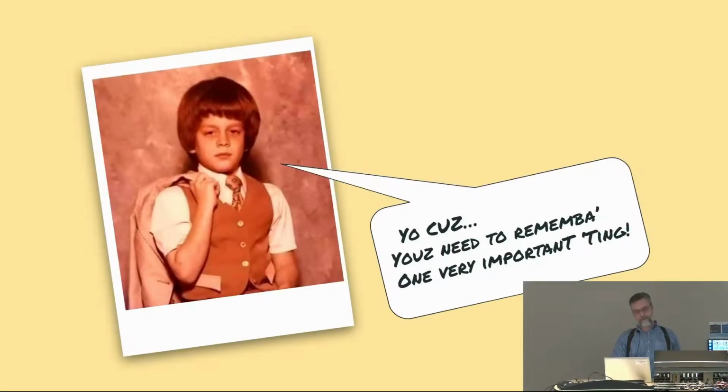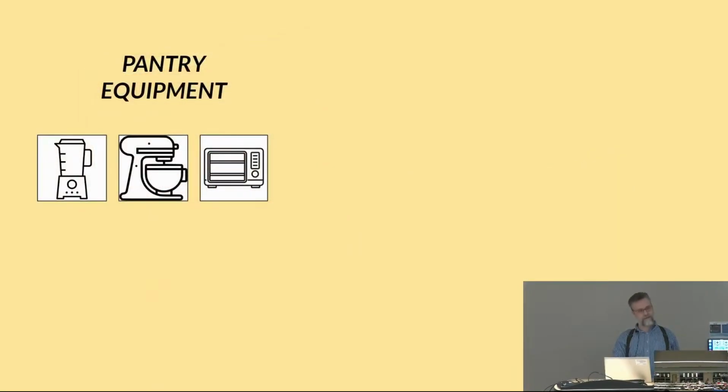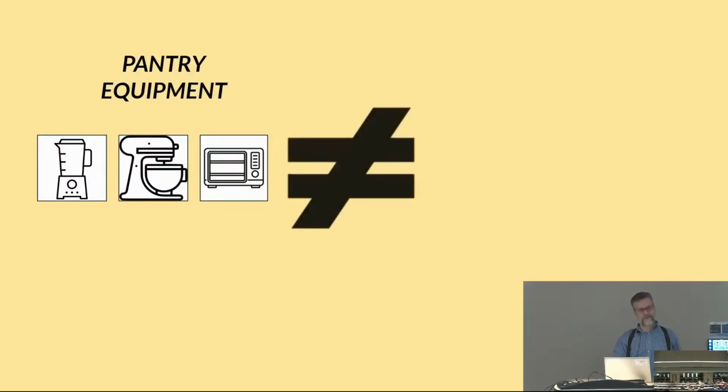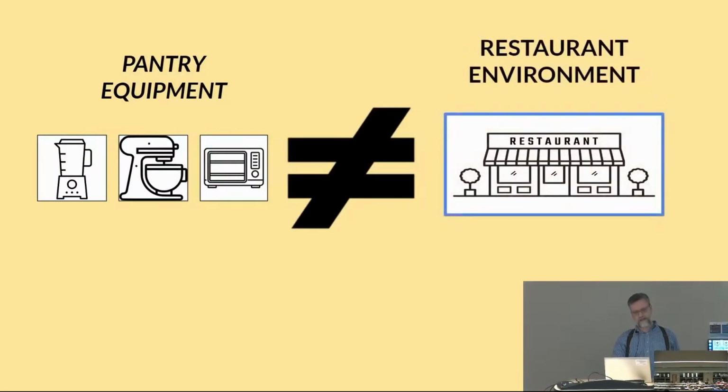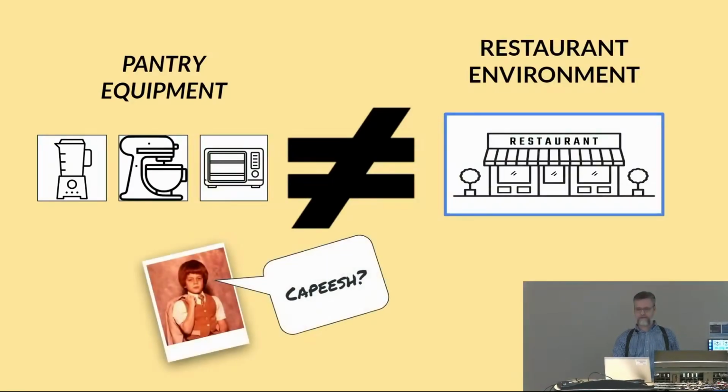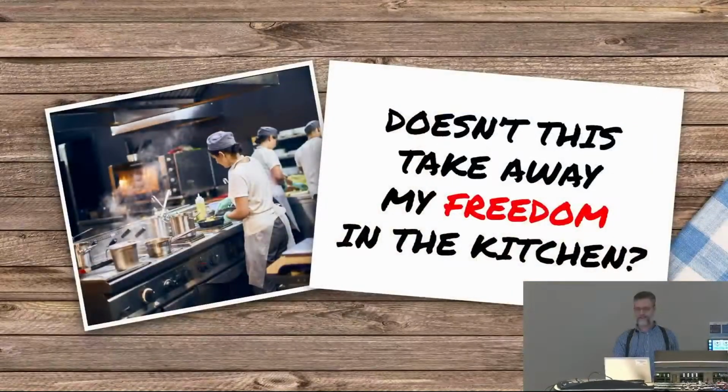So, one thing, because you need to remember one very important thing. I want you to always remember this, Billy Joe Jim Bob, that pantry equipment does not equal restaurant environment. Do we all have that? Capiche? All right, very good. Capiche. Oh, but Cousin Vinny, doesn't this take away my freedom in the kitchen? I mean, my soul is in just the liberty of being able to cook this honey butter corn.